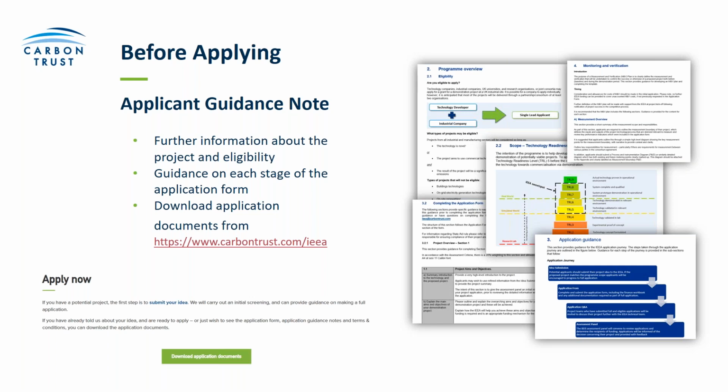At this point, it's a good idea to download the applicant guidance note, which gives full details on all aspects of making an application to the IEEA. The little green button at the bottom is on the website, and that shows you how you access this guidance note. So you download application documents, that gives you access to this guidance note and also to all of the application forms. The guidance note itself tells you about the eligibility of different projects, and it gives you detailed guidance really on filling in each stage of the application form. So that can all be downloaded from the IEEA website.